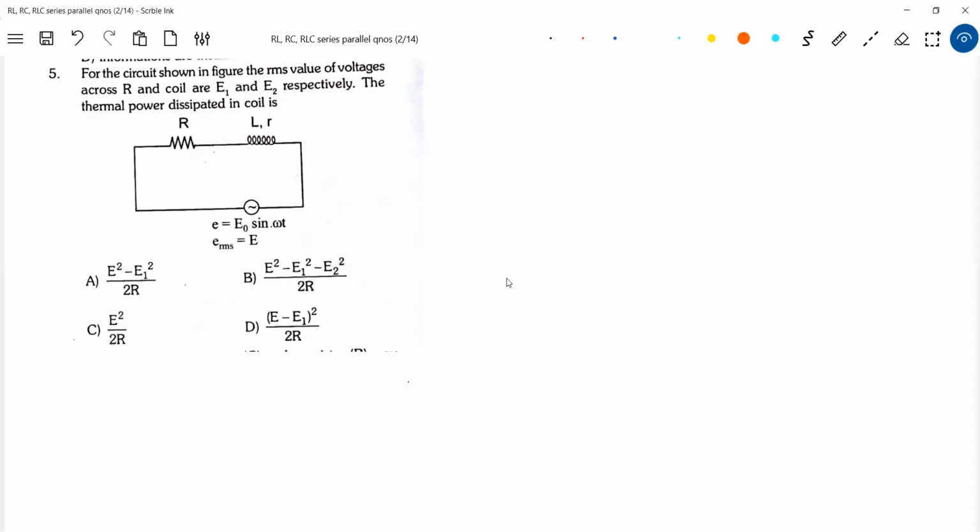You have to break this up into two circuits, the LR circuit and again the resistance R. The RMS value of voltages across R and the coil. Across the coil, how much is it, E2? I think it's better to make a circuit here.